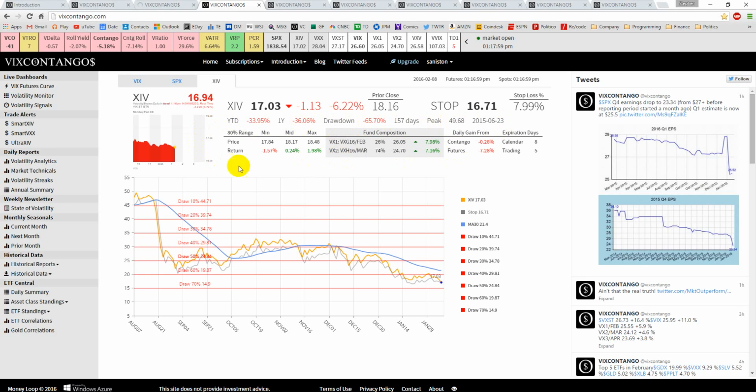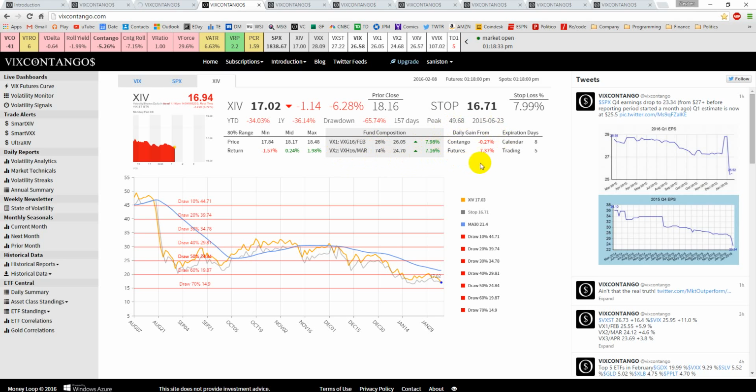In this section here, you get to see the 80% range. Again, for this day in this month, we get all the returns of the XIV, and we calculate the 10th percentile, the 90th percentile, and the average. Here we also have another section about the fund composition. So what's inside the XIV? It's composed of VX1 futures, 26%, and VX2 futures, 74%. And this shows you how much these futures are up or down today.